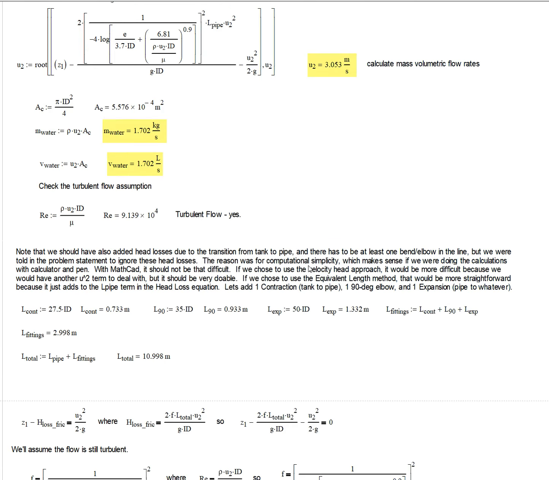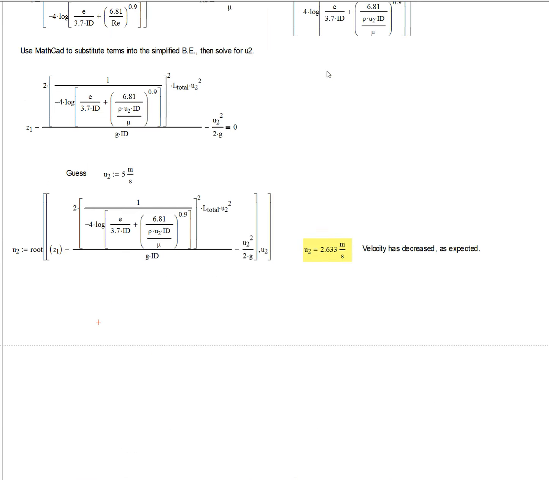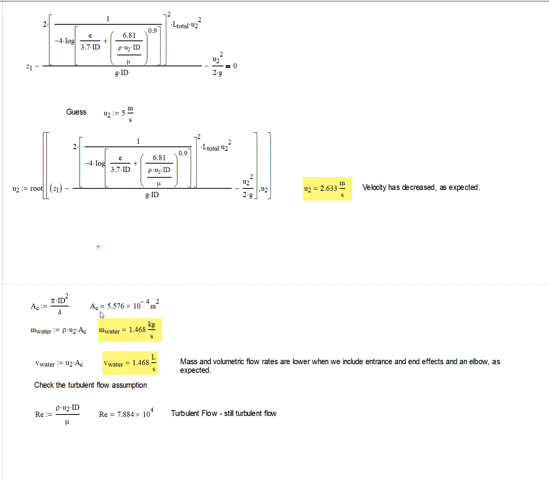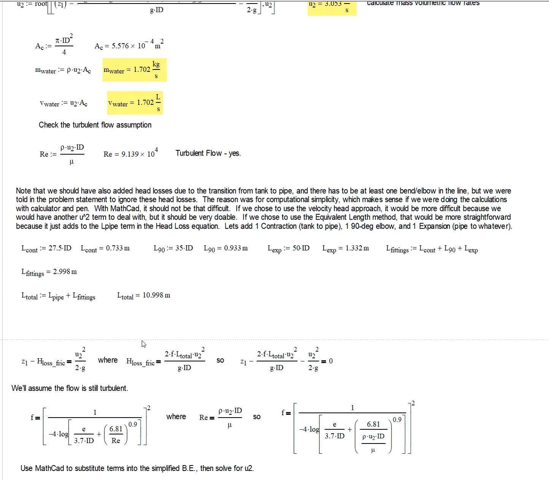And to remind ourselves, what did we get above? We got a velocity of 3 meters per second. If we do our calculations for the volumetric flow rate and the mass flow rate, you see our mass flow rate is 1.4647 kilograms per second, or 1.47 liters per second. Notice that without the frictional losses, it was 1.7. So as you can see here, is this significant? I think it is. It is somewhat significant.